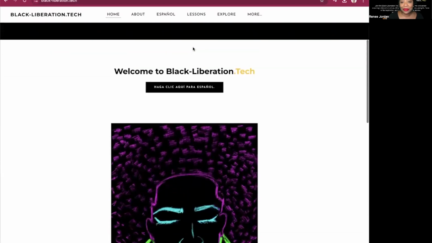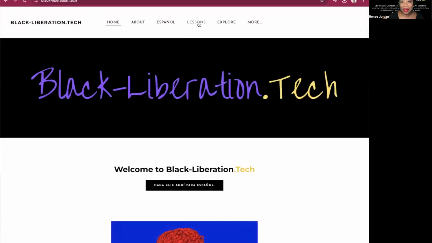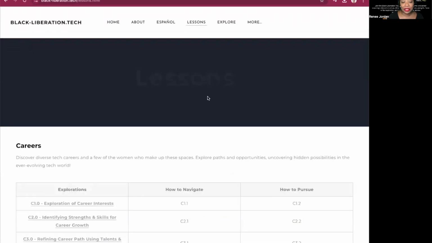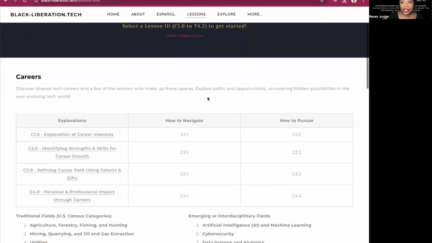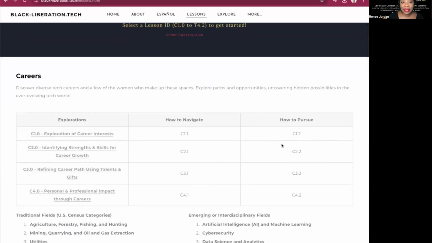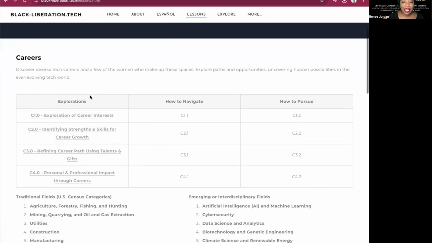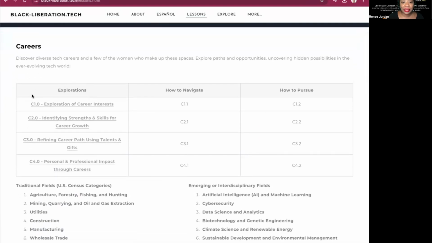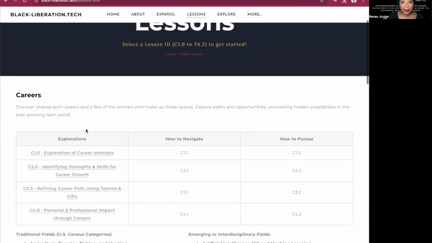So here we have Black-Liberation.Tech. I'm going to go to lessons. Underneath lessons, I have careers. It starts off by saying, careers: discover diverse tech careers and a few of the women who make up these spaces, explore paths and opportunities, uncovering hidden possibilities in the ever-evolving tech world. These are the lessons that I have prepped so far.